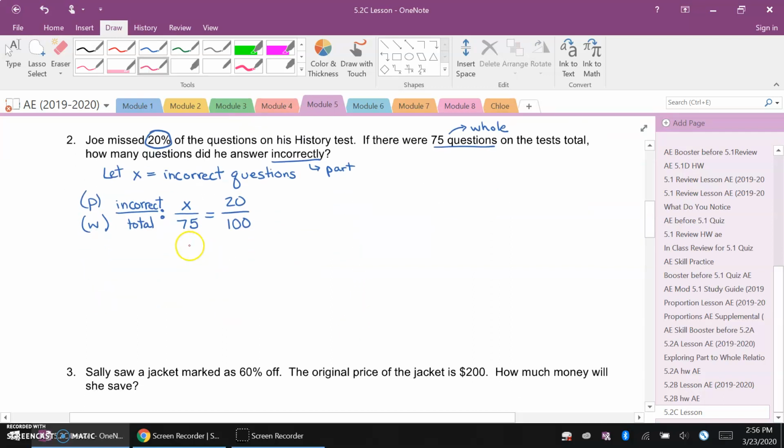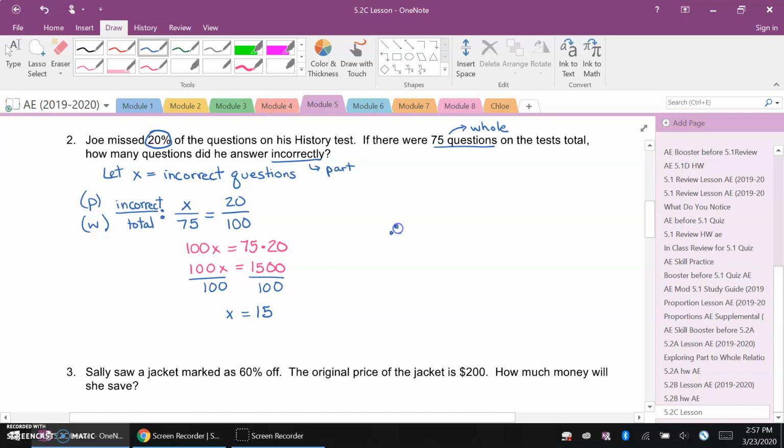Going ahead and cross multiplying, we have 100 times X, and then 75 times 20. I remember one of the questions that came up when we were doing this last time was, does the order matter? And the answer is no. If you want to have the 20 in front of the 75, it's completely okay. Using your calculator to multiply that, you are going to get 1500. And then you're going to go ahead and divide by 100, and you will get x equals 15.